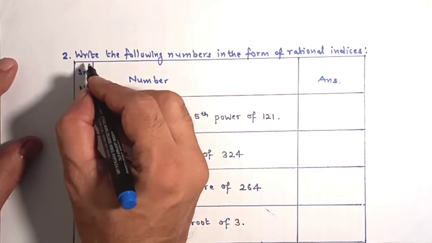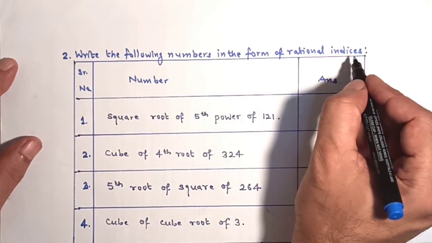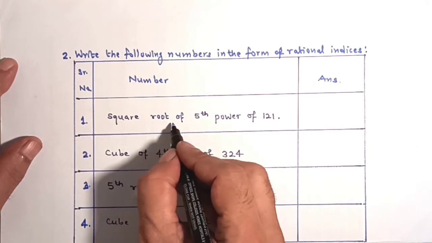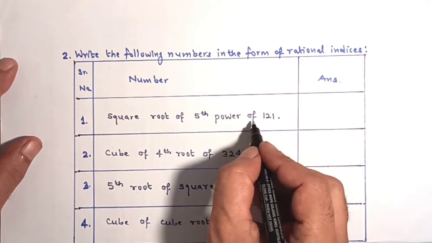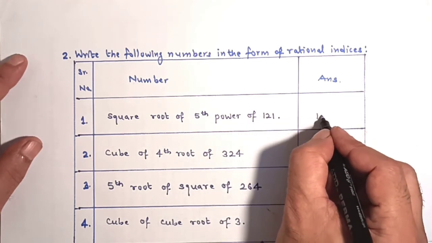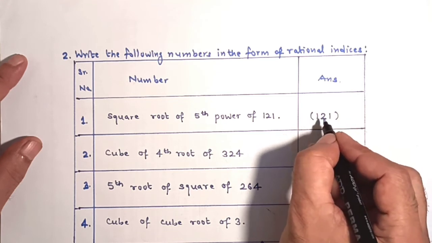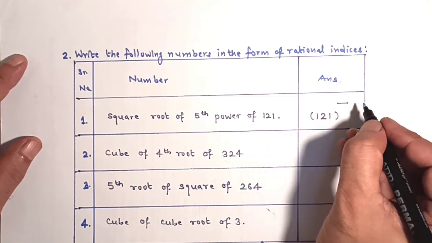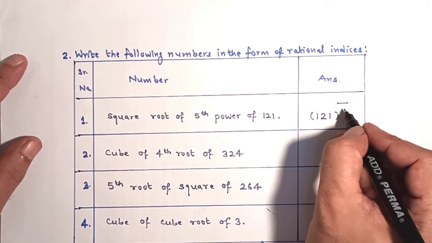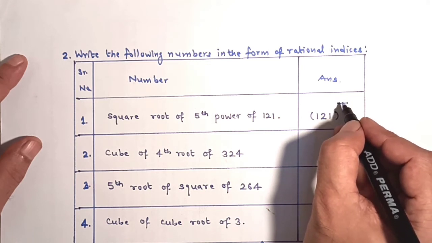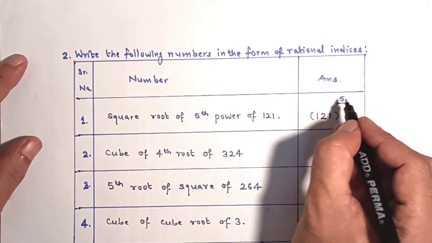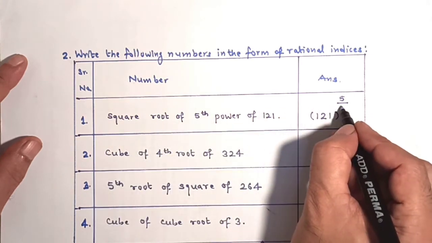Question number 2. Write the following numbers in the form of rational indices. Question number 1. Square root of 5th power of 121. So your base is 121. Write 121, put bracket. Now it will be m upon n form. Numerator will be a power and denominator will be your root. So numerator is power, which is 5th power, so 5, and square root means 2.